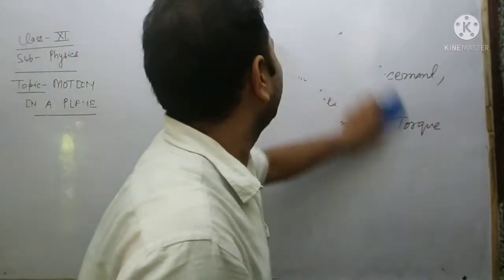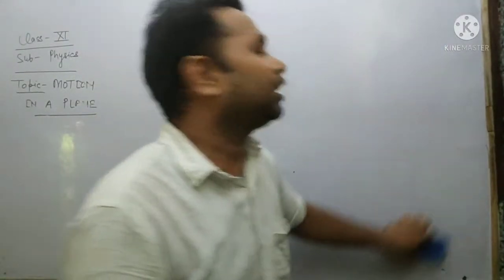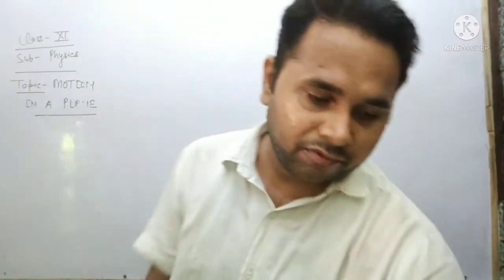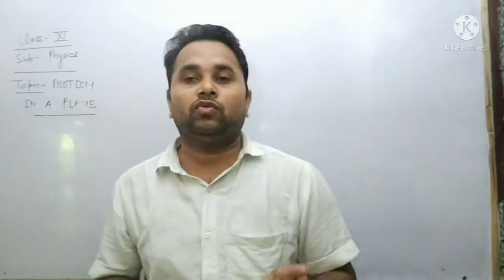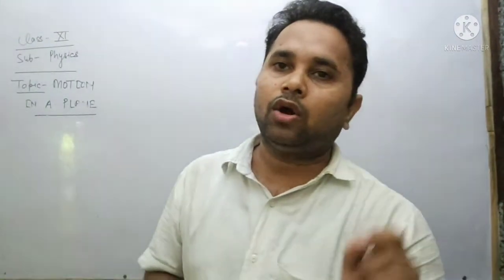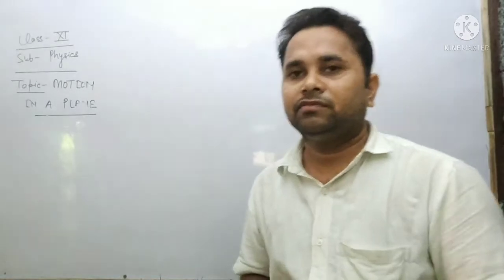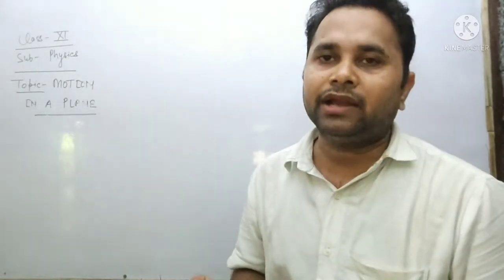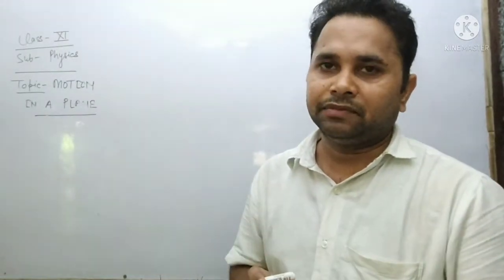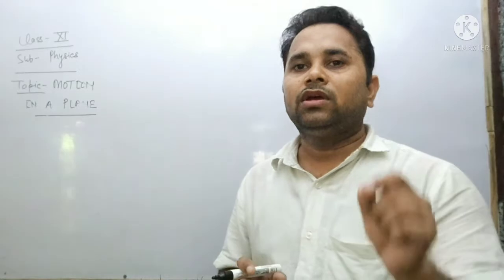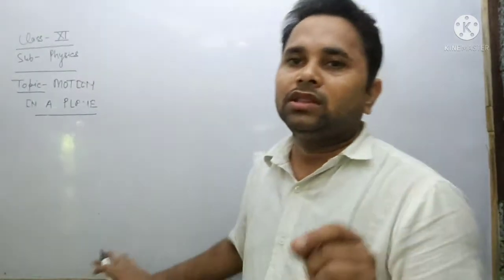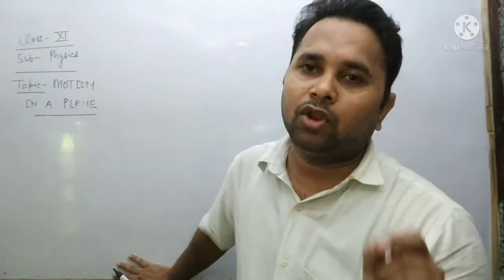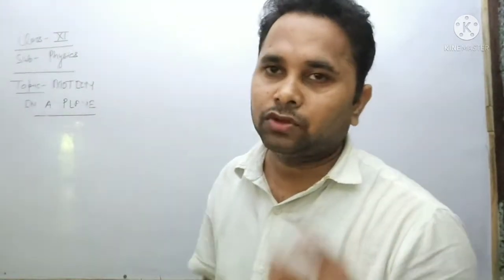So this is the main difference between scalar and vector. What is the main difference? Vector quantities always obey the laws of vector addition. They cannot be added simply algebraically. They should use the specific rule or specific law for addition and subtraction also. Okay.